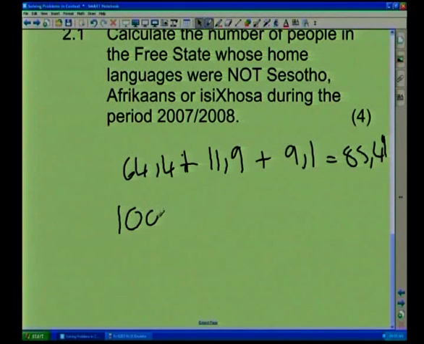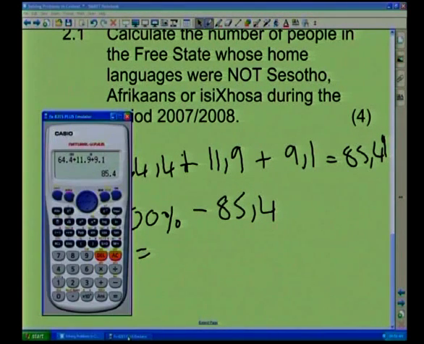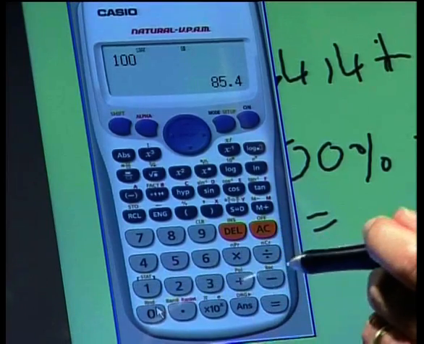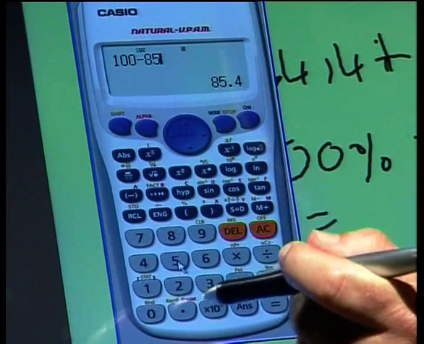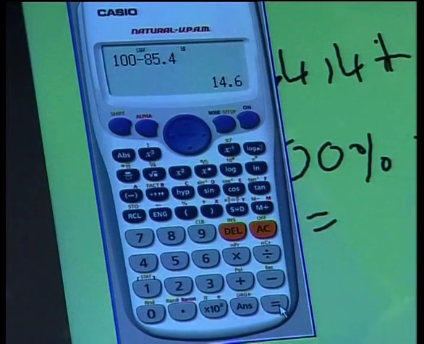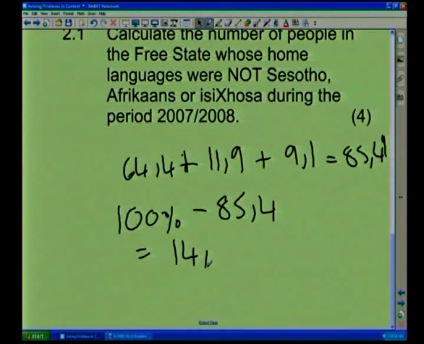Well, it's 100% subtract the total, which is 85.4%, and that gives us an answer of 100 subtract 85.4, and we get a total of 14.6%. So 14.6% of the Free State population speak a language other than Sesotho, Afrikaans, or isiXhosa.